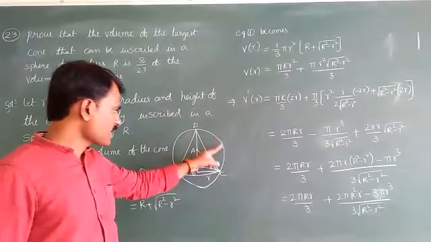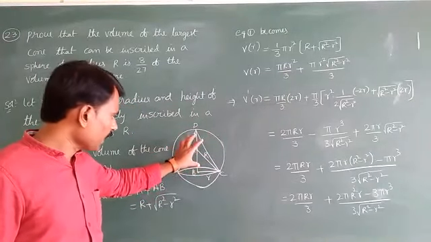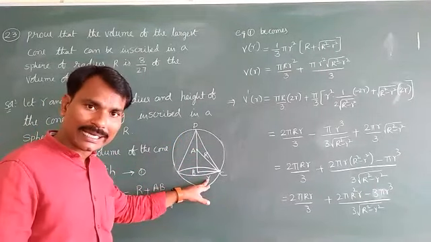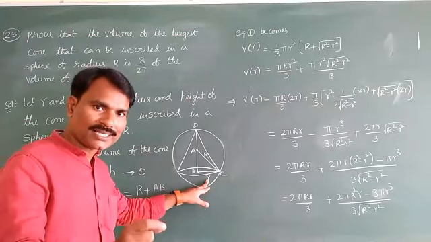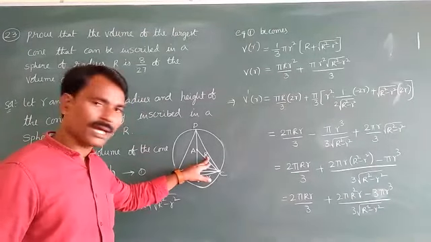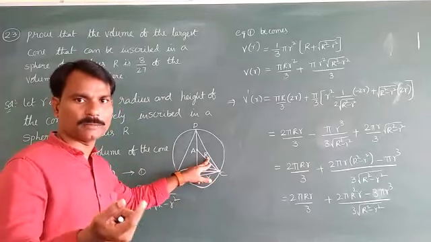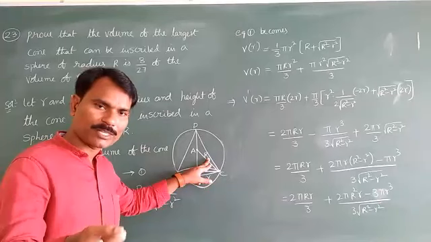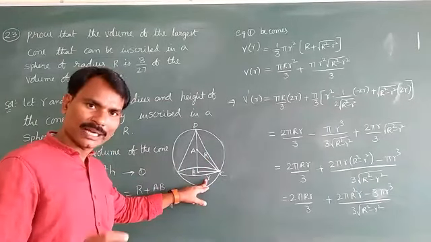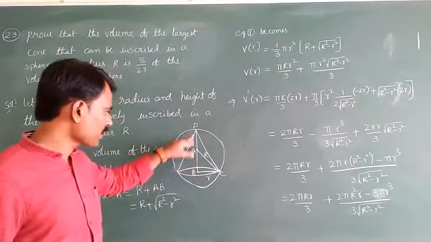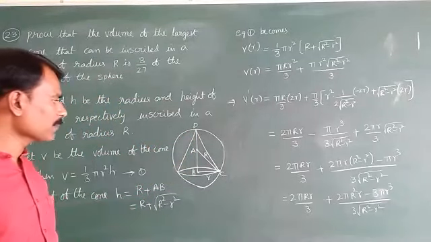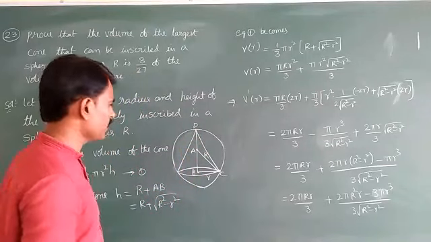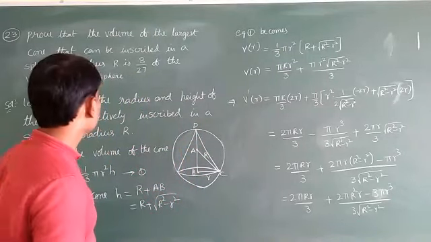Come to the figure. This is the sphere, and a cone is inscribed in the sphere. Small r indicates the base radius of the cone. Capital R indicates the radius of the sphere. For variation purposes, we are considering capital R as the radius of the sphere, small r as the radius of the cone, and H, that is BD, as the height of the cone.